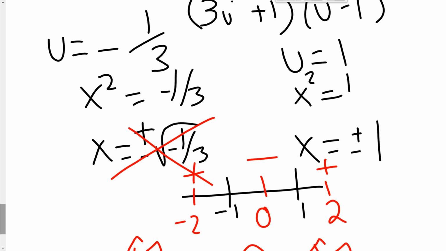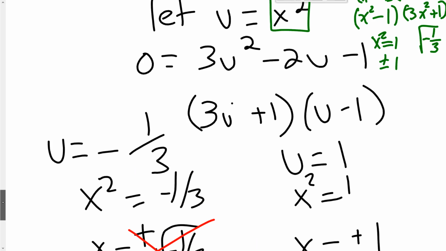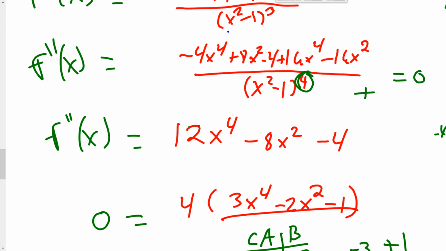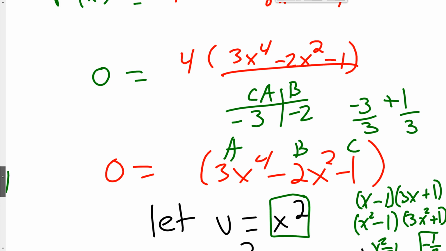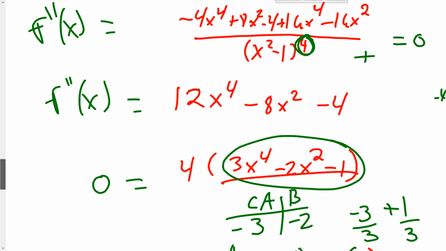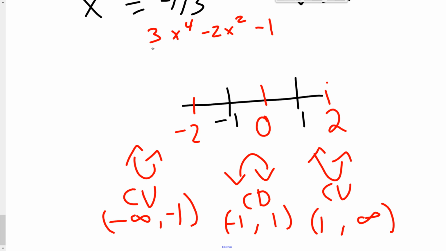So I put plus or minus 1 on a number line like this, and I test points in between. I'm going to test points -2, 0, and 2. So I'm testing points in my second derivative. I'm going to plug those back into my second derivative, which again, I do not care about the bottom because that has a degree of 4. So all I care about is this top, which is just 3x to the 4th, x squared minus 1 right here. So that's all I care about plugging those numbers into.